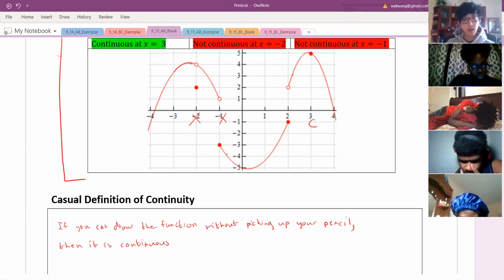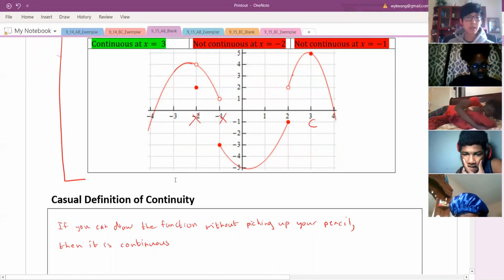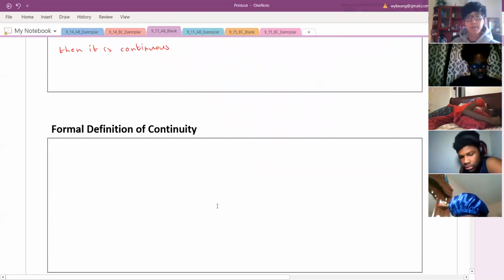So yeah. Hopefully you were able to see that. It says my internet connection is unstable, but hopefully you were able to see that. Basically, again, if you can draw the function without picking up your pencil, then it is continuous.